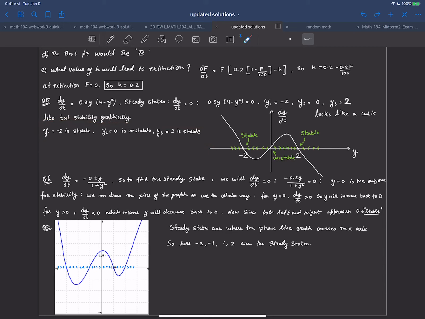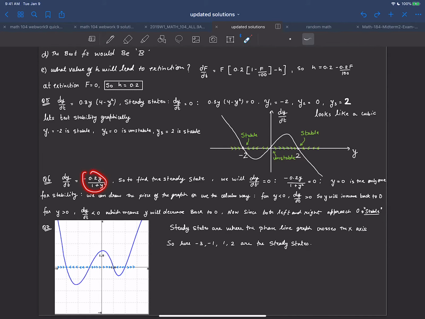Okay, question 6 uses the same approach, but instead of drawing a graph, I'll take the calculus approach. The key factor that we saw was that for a stable steady state, the derivative before it must be positive and the derivative after it must be negative. So remember this rule. If you have that kind of scenario, you're going to have a stable steady state. Okay, so let's test this here.